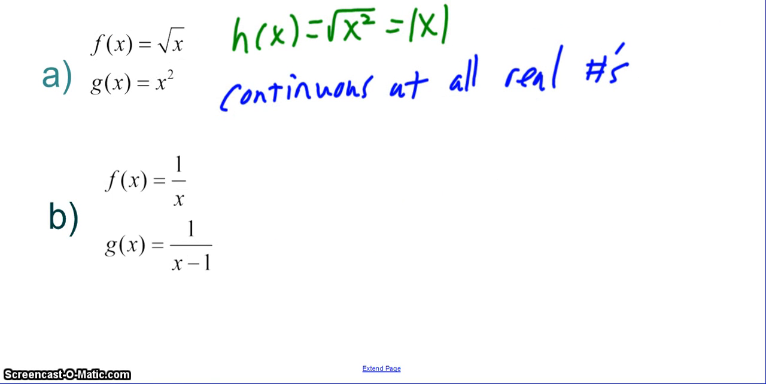Part b, I want you to discuss the continuity of h of x given f of x is 1 over x and g of x is 1 over x minus 1. Pause the video, unpause when you're ready to check your work.